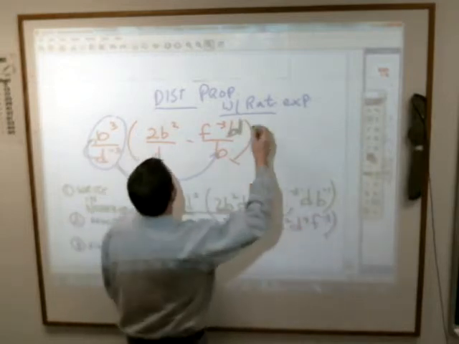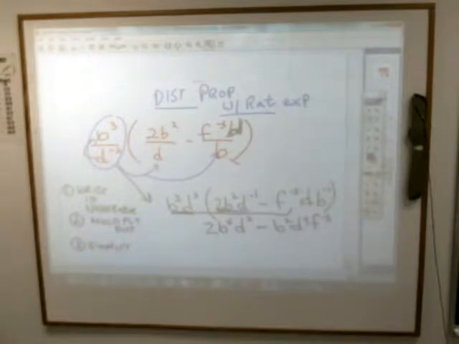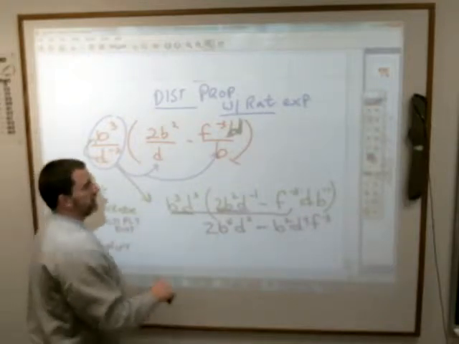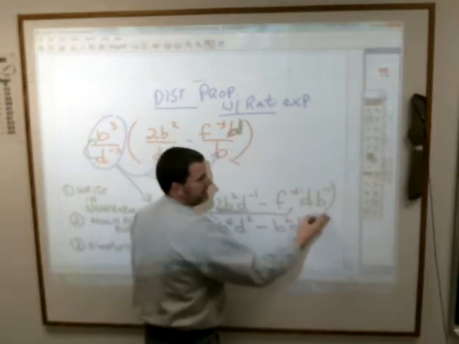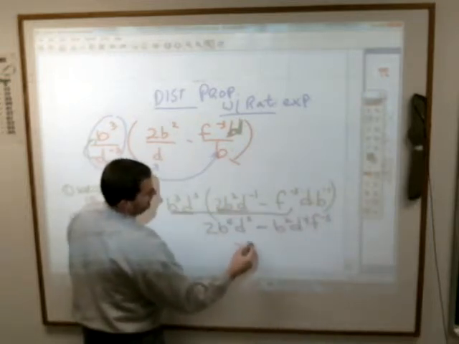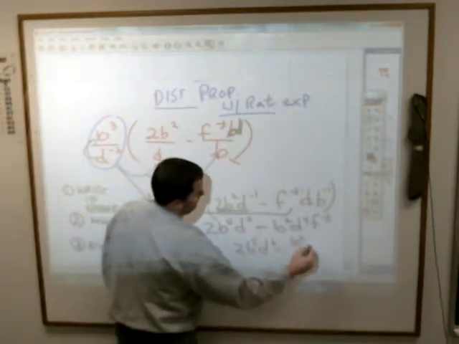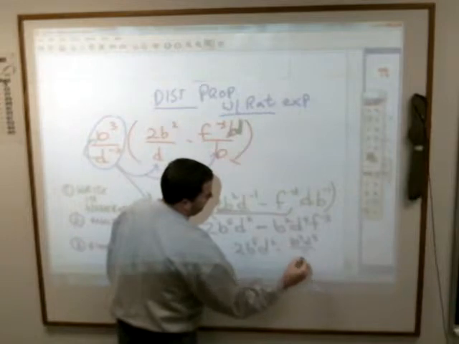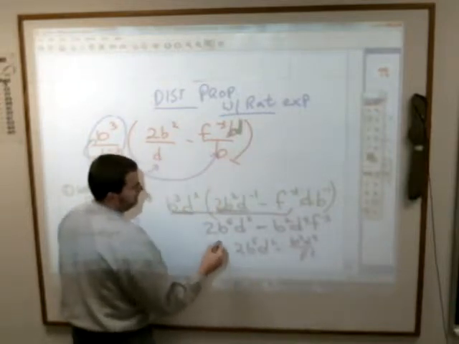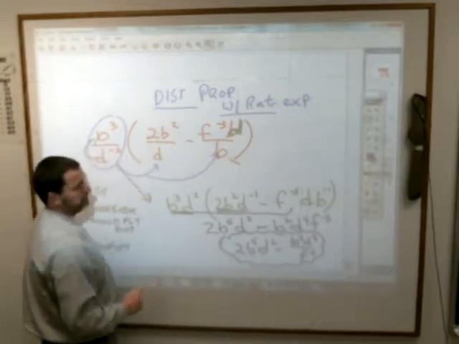Oops, there's no parentheses there. Now that's almost right, except one small little problem there, Jackson: in the end, anything that has a negative exponent will need to be brought back to the bottom. 2b to the 5th d squared minus b squared d to the 4th over f cubed. And this is as simplified as you're going to get.